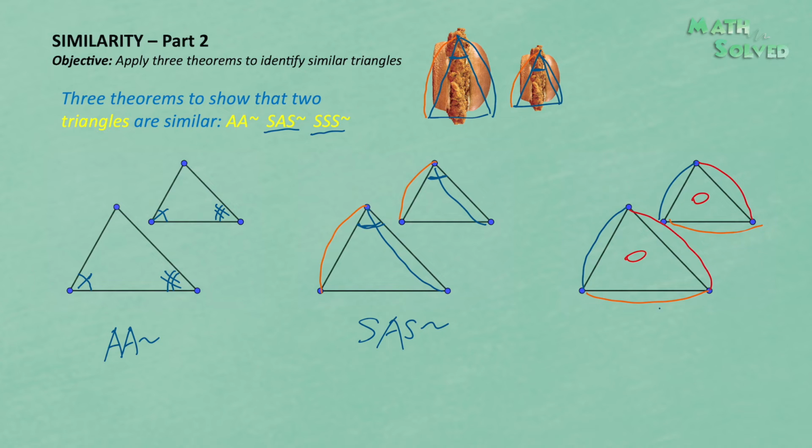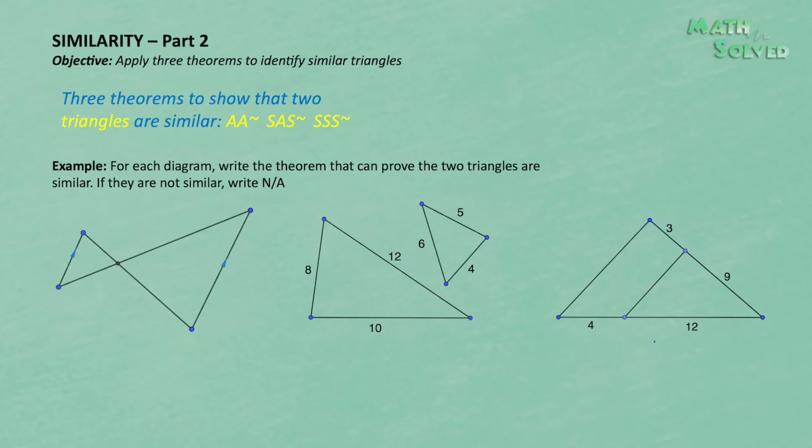Then they are similar by side-side-side similarity. Now let's look at some examples. Here in each diagram, write the theorem that can prove the two triangles are similar. If they are not similar, then write NA.